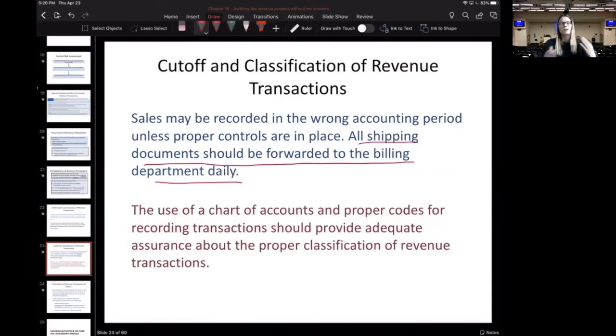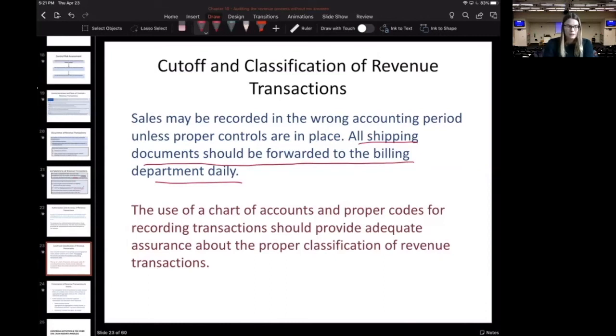shipped. Otherwise, what could happen if there's this lag is I could be shipping items on 12/31, and then I wait a couple days to send them over to the invoicing department, so they don't actually get invoiced till January 2nd, right? And we have a cutoff issue because really I should have been able to recognize revenue 12/31 when I shipped it. And classification issues we know are when I'm recording things in improper accounts and things like that.